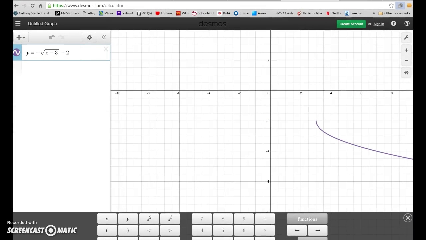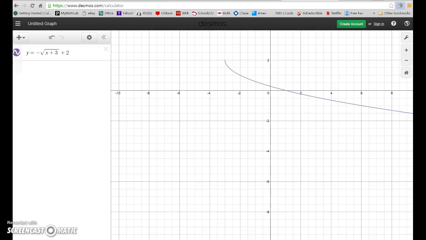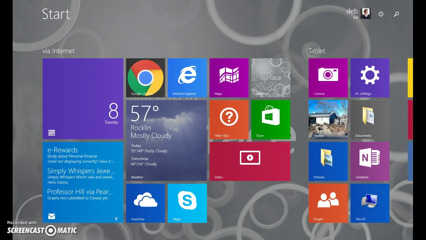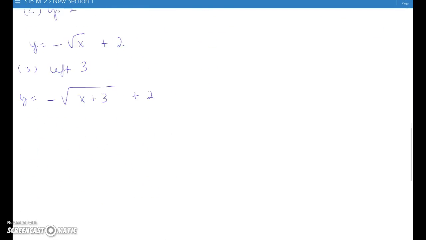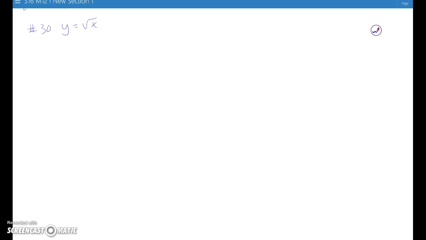We'll have y equals the opposite of, now we're going to have x plus 3 inside the square root and plus 2 outside the square root, and there we go. Negative 3, 2 is where the graph starts. So let's do one more example. Number 30, starting with y equals square root of x.